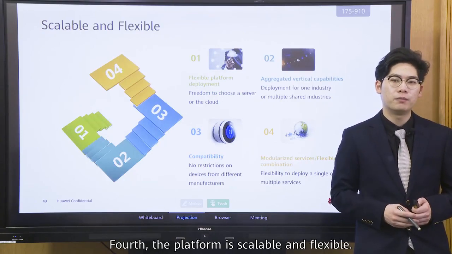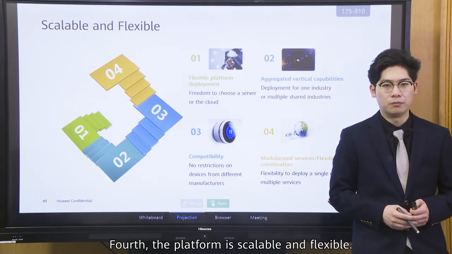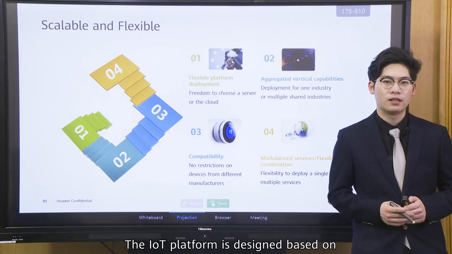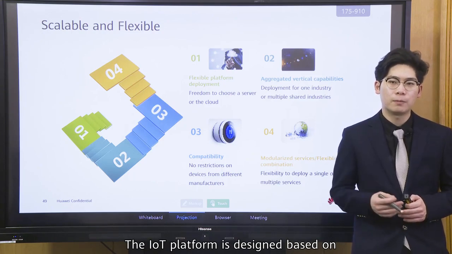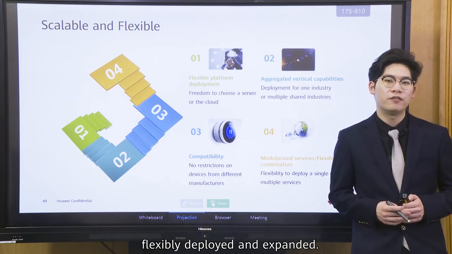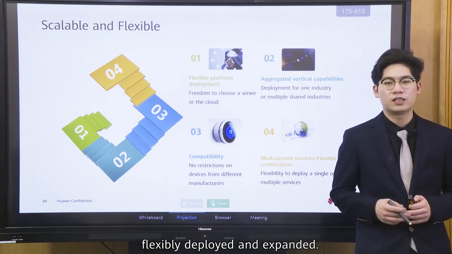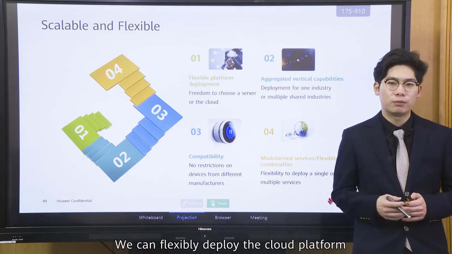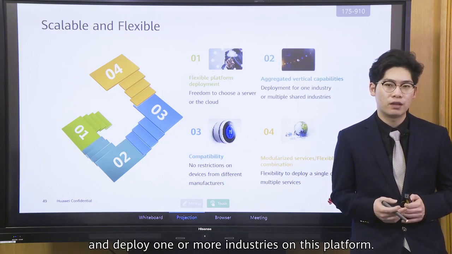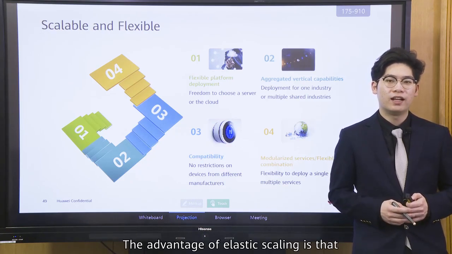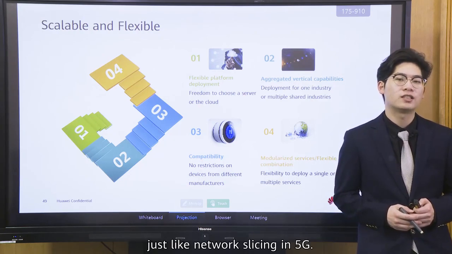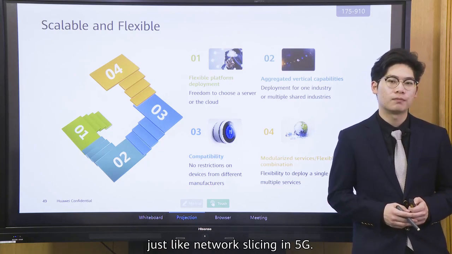Fourth, the platform is scalable and flexible. This characteristic is related to cloud technologies. The IoT platform is designed based on cloud technologies, so its resources can be flexibly deployed and expanded. We can flexibly deploy the cloud platform and deploy one or more industries on this platform. The advantage of elastic scaling is that we can deploy the platform as required, just like network slicing in 5G.